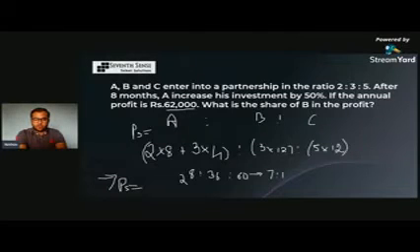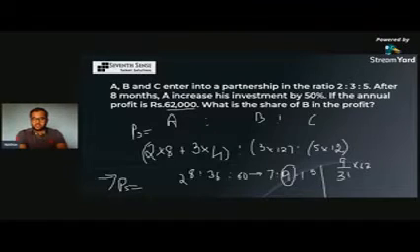So this has a common value 4. 4 7s are 28, 4 into 9 times and 4 into 15 times. All right. Now what are they asking? Share of B. Share of B is in 9 parts. So it will become 9 over 7 plus 9 is 16. 16 plus 15 is 31.